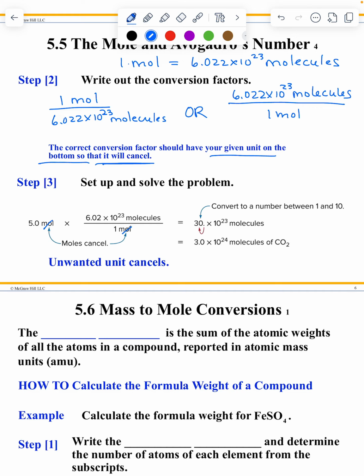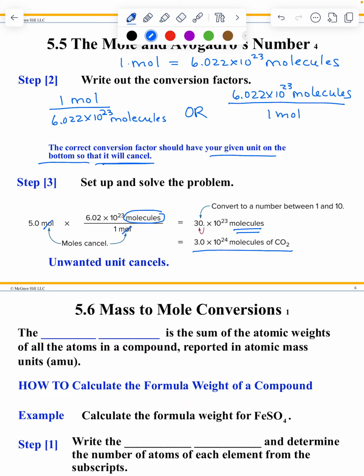And then after we do our math, our remaining unit is molecule. And so that's the unit that we were trying to solve for. And so once you do the math, you see that you get 3.0 times 10 to the 24th molecules of CO2. So 5 moles of CO2 is equal to 3.0 times 10 to the 24th molecules of CO2.